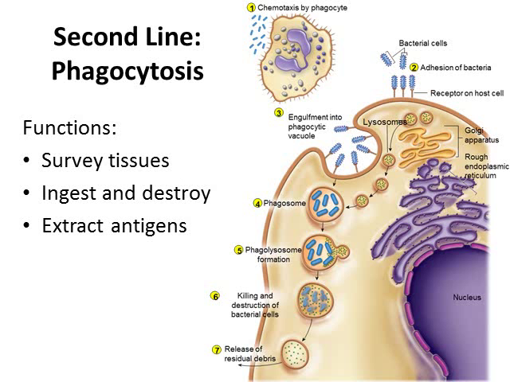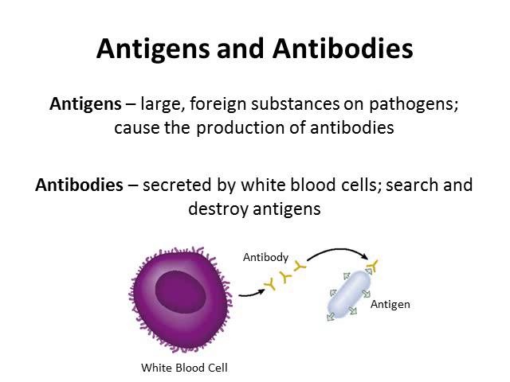So I talked a little bit about white blood cells. What white blood cells actually do is called phagocytosis. As they travel around surveying the tissues, they're going to ingest and destroy any non-self, and then they can extract something called antigens from what they destroy.